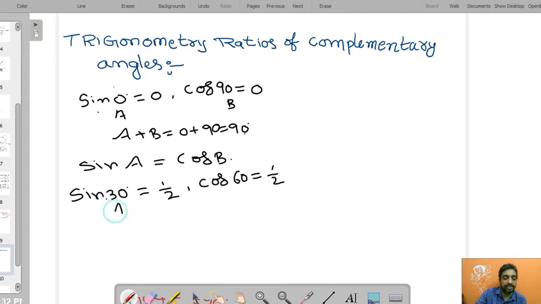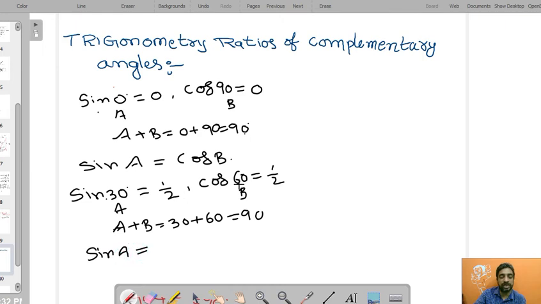Now I am taking 30 as A, 60 as B. Now you do A plus B, 30 plus 60, also 90. So 90 means it is a complementary angle. So A and B are complementary angles. Now what happened? Sine 30, 30 is A, so sine A is equal to cos 60, B, cos B. So like this we can write any value.